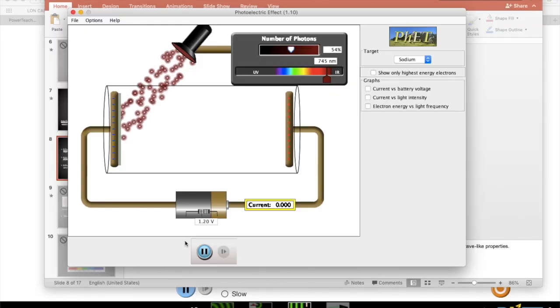In this animation, we are shining light on a metal plate in an attempt to provide enough energy to remove electrons from the metal plate. As you can see, low-frequency light, such as red light, does not have the needed energy to remove electrons from the metal. However, as we increase the frequency of the light that we shine on the metal surface, more and more electrons are ejected from the metal surface.